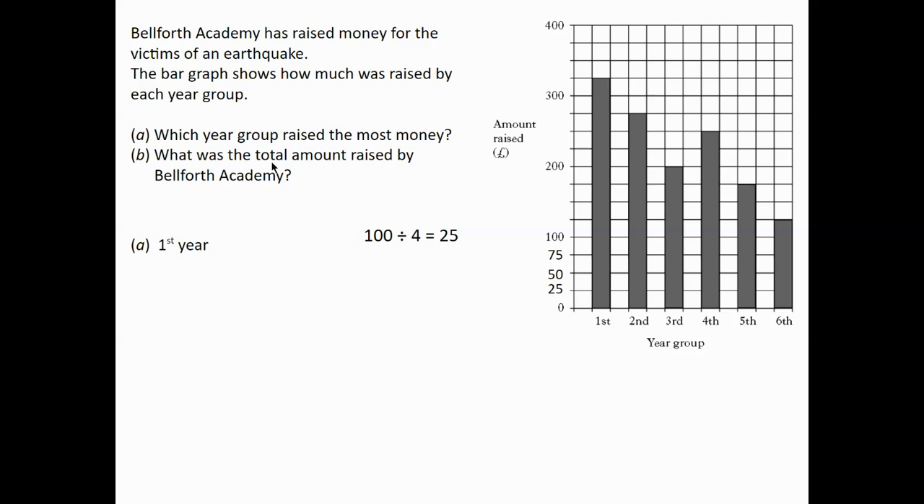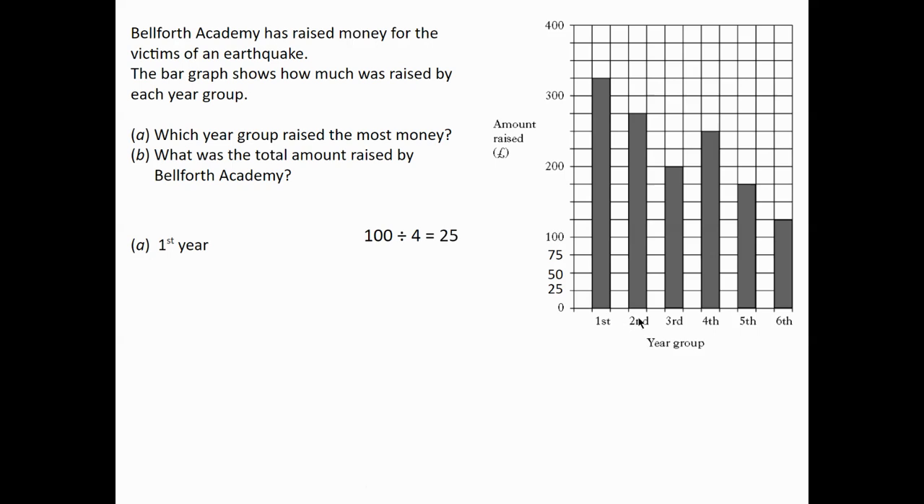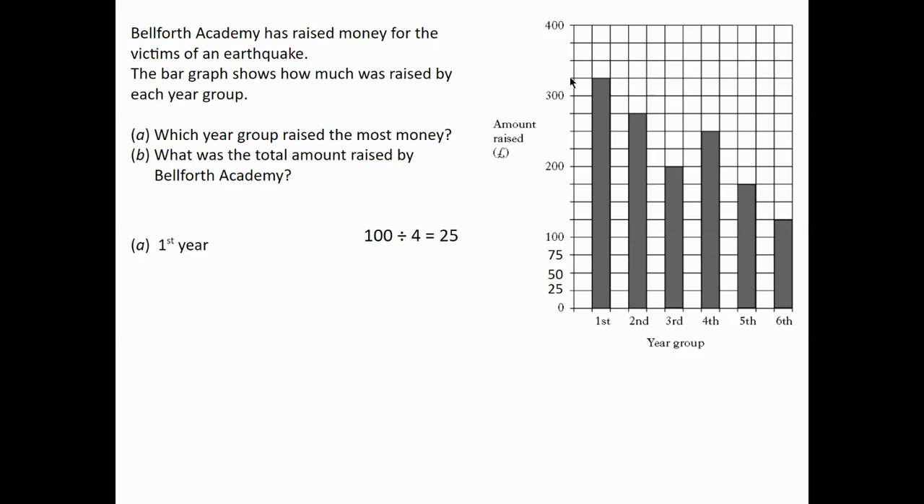The second question is asking about amounts raised and the total amount. So we need to now write down how much first year raised, how much second year raised, how much third year, and then find the total of these by adding them together. So let's take a look at first year. It's 1 square above 300. So that's 300 plus 25. So we've got 325.